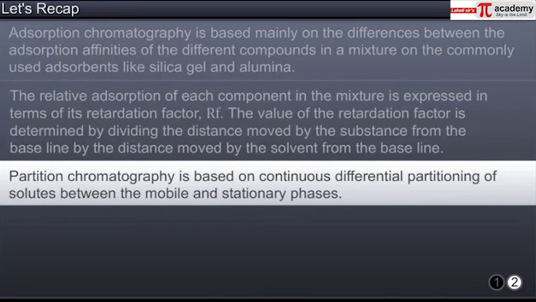Partition chromatography is based on continuous differential partitioning of solutes between the mobile and stationary phases.